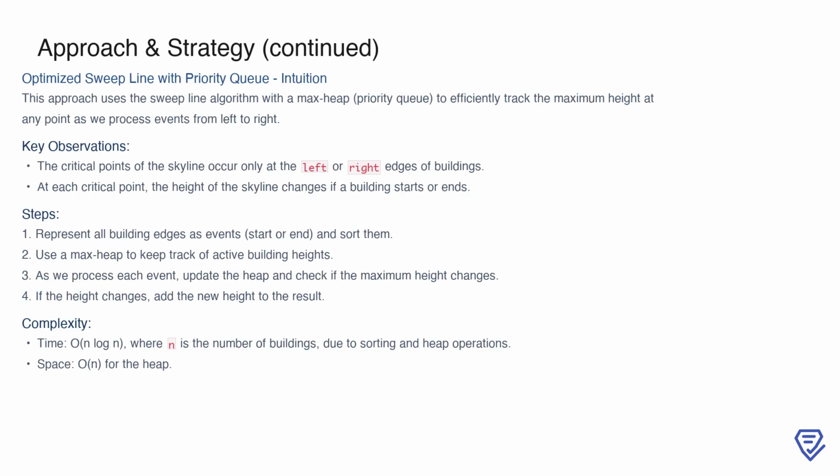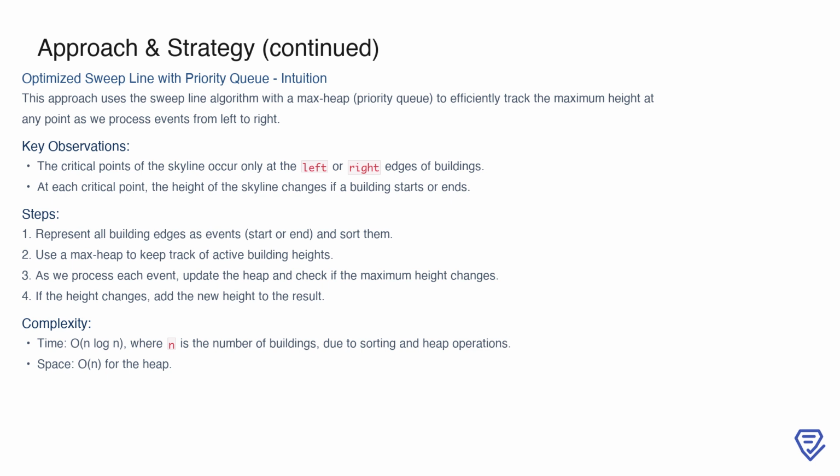Next, we have the optimized sweepline approach with a priority queue, which is the most efficient method for this problem. The intuition here is to use the sweepline algorithm combined with a max heap to dynamically track the maximum height as we process events sequentially from left to right. The key observation is that the critical points of the skyline occur at the left or right edges of buildings, where the height of the skyline changes.